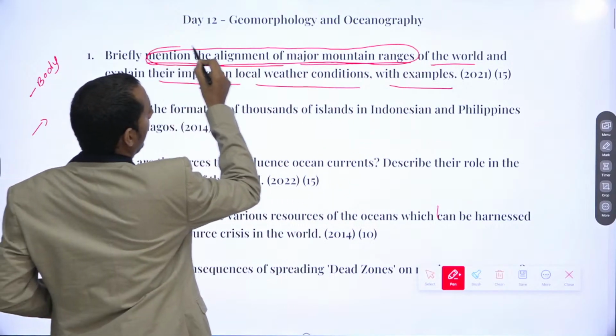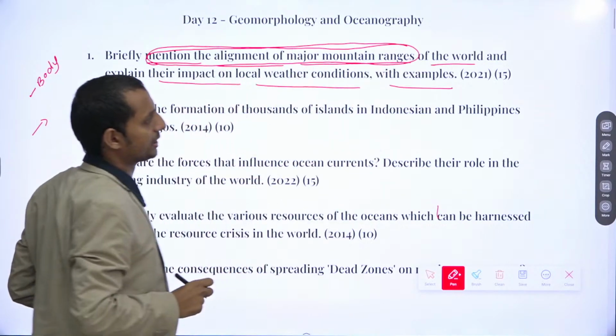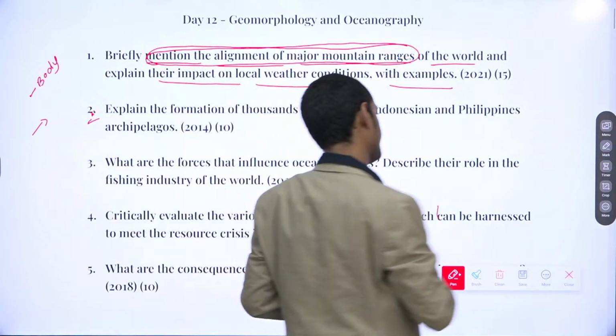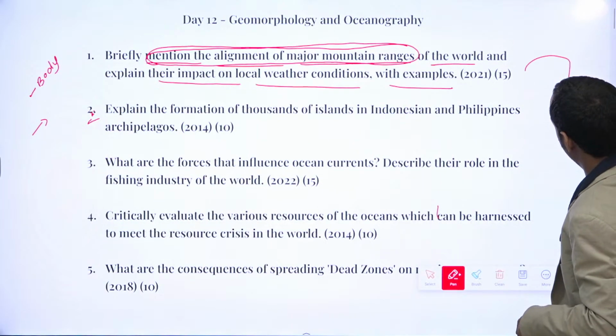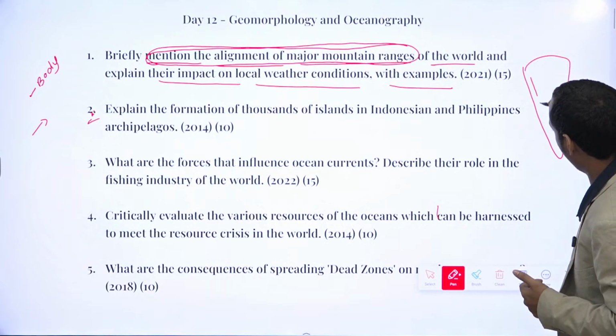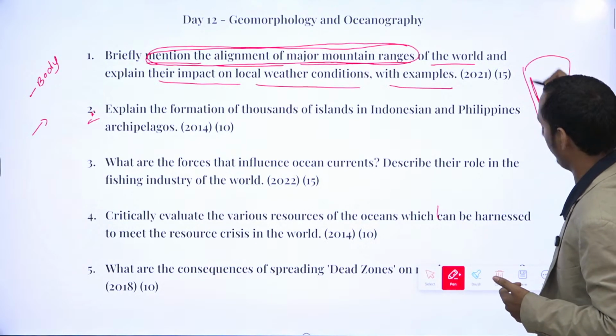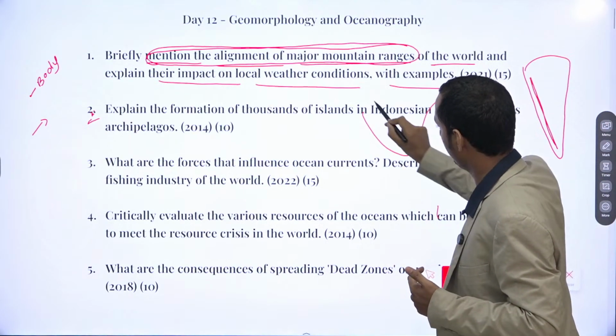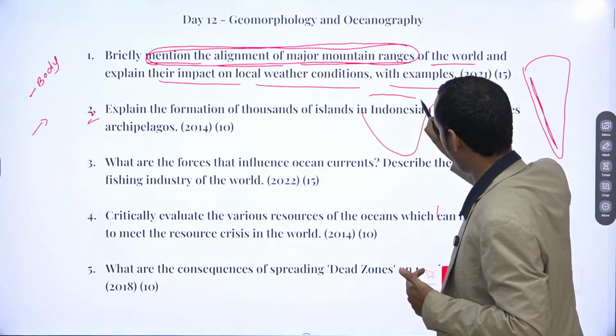Now, what is the alignment of major mountain ranges? It can be north to south alignment, such as in case of the Andes, let's say this is South America. This is a north to south alignment, right? Andes is going along the coastal region, right? But when it comes to Himalayas, it is an east to west alignment.